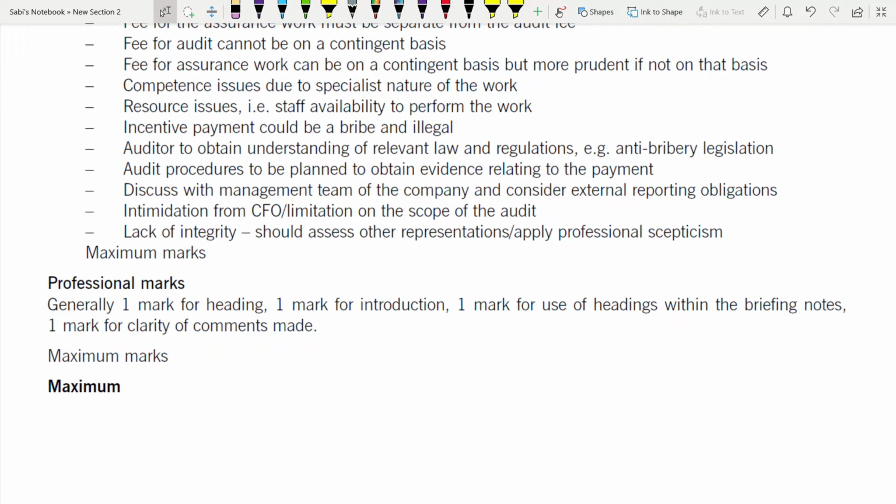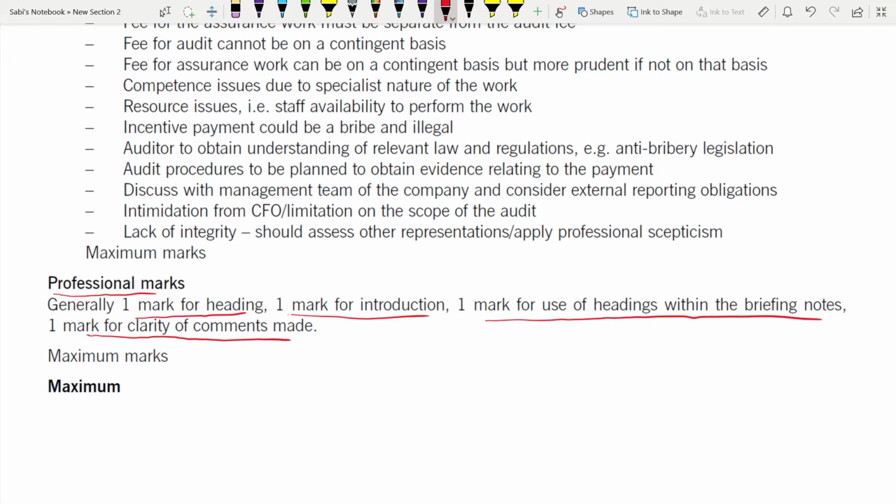Then professional marks. How are you getting these professional marks? Please read this carefully. 1 mark for the heading. 1 mark for the introduction. 1 mark for use of headings within the briefing notes. That means subheadings that you are using. 1 mark for the clarity of comments that you have made.